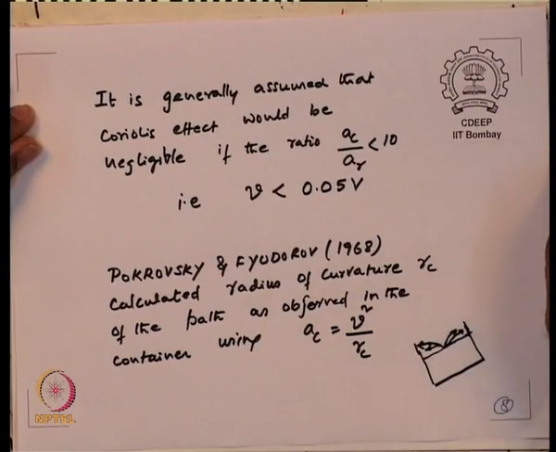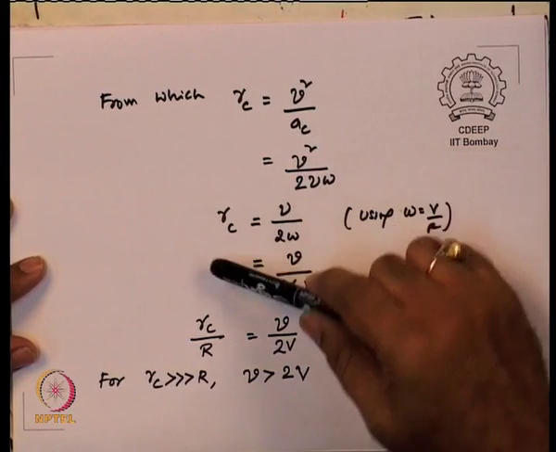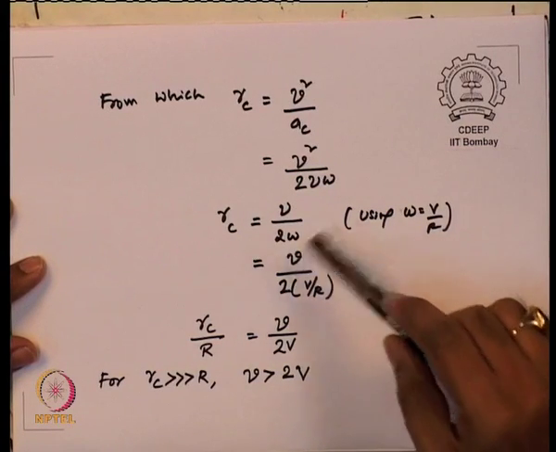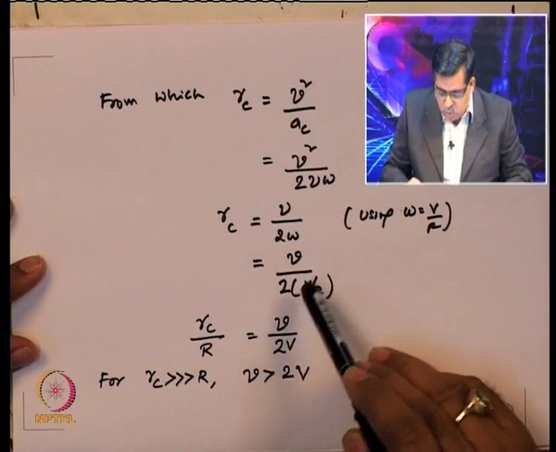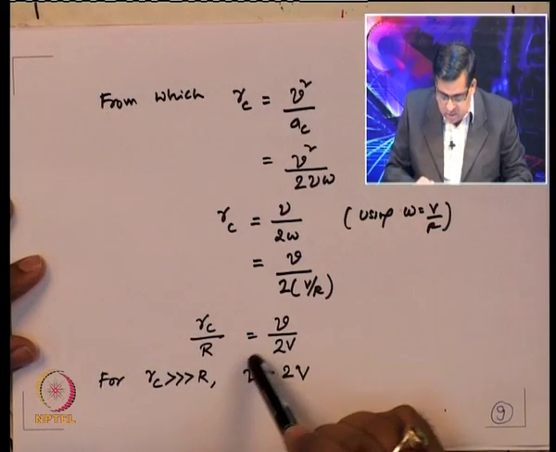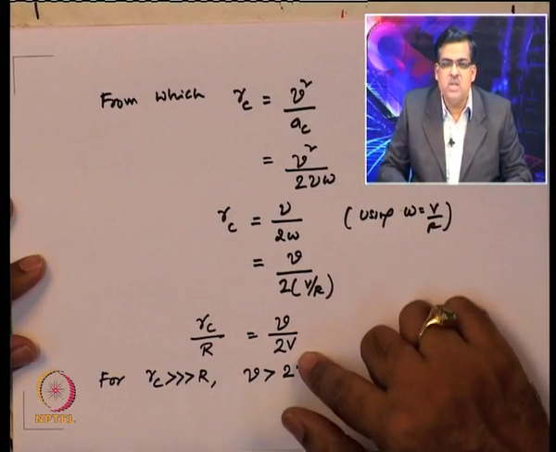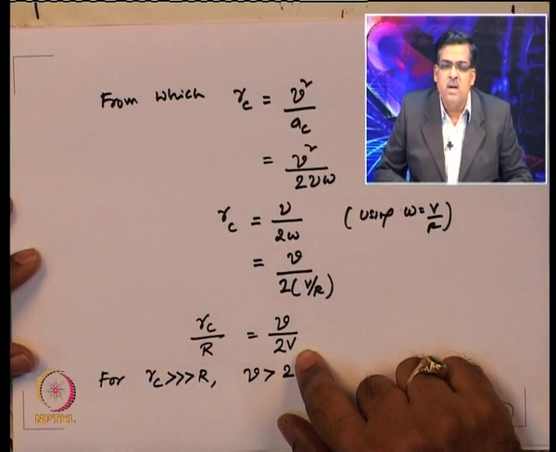They compare the radius of the curvature subtended by the particles with the radius of curvature with which the model is rotating, from which they deduced that RC is equal to v square by AC, and by substituting AC as 2v omega, we get RC is equal to v by 2 omega. Using omega is equal to V by RE, and taking RE to this side, we can write RC by RE is equal to v by 2V.